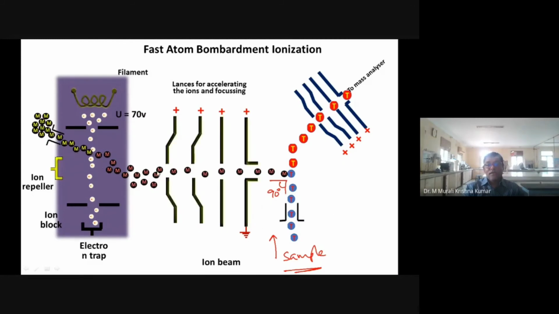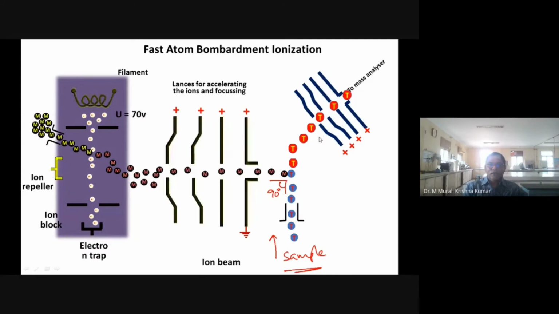So these ions will be allowed to pass through the accelerator plate, so that a high energy ion beam is generated. This high energy ion beam will be allowed to collide with the target compound, so that the target compound is converted into the corresponding ion, which will be allowed to pass through the second set of accelerator plates, so that it will go to the mass analyzer.